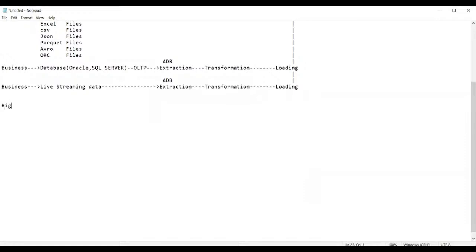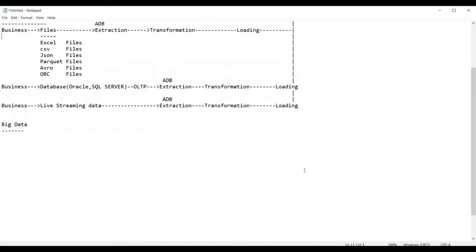Now, next, let us see exactly what big data is. Guys, what is big data? Big data is nothing but whatever data you're getting from the business. Just understand, big data is not a very great concept where you need to get confused. Just split it.